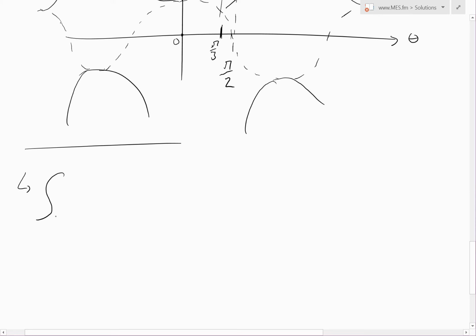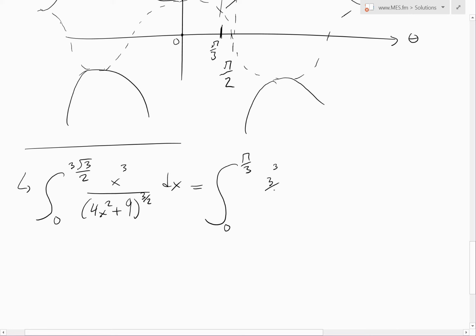So what we could do now is rewrite this integral from 0 to 3 square root of 3 over 2 of x cubed over 4x squared plus 9, times dx. Now if we replace this, it is going to be from 0 to pi over 3. And now this x cubed is going to be 3 cubed over 2 cubed times tan cubed theta, because we just put a 3 over 2 tan theta there.